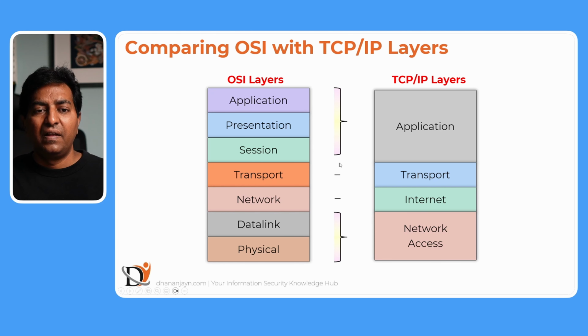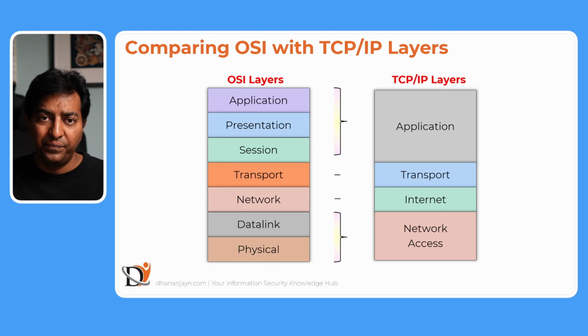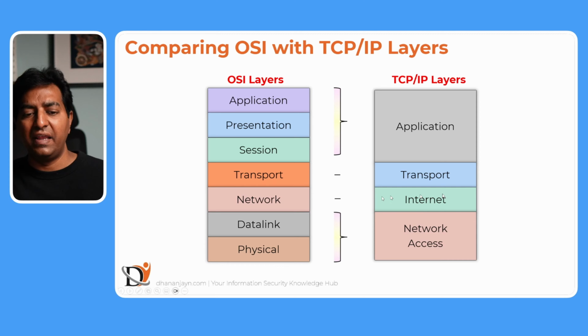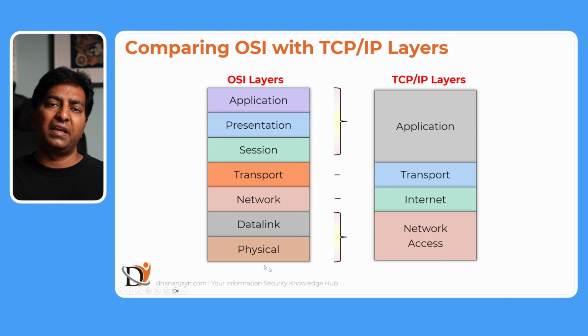So do not think as if you still need to discuss all these four layers in the TCP/IP model separately. No, you just keep in mind that the first three layers in the OSI model are handled within the TCP/IP layers. Transport layer remains the same, network layer becomes the internet layer, and data link and physical layer are treated as the network access layer.